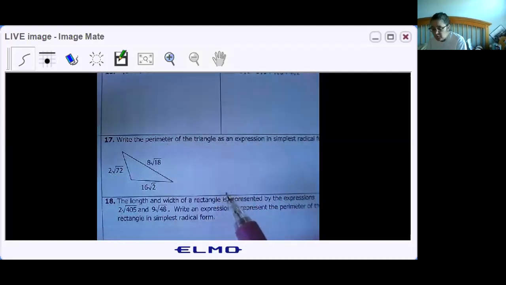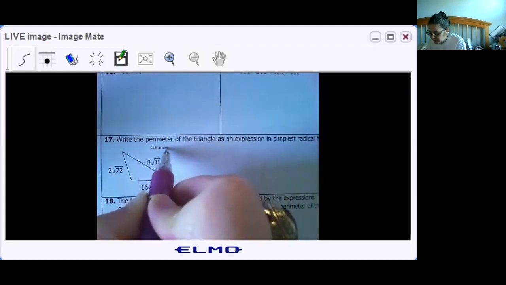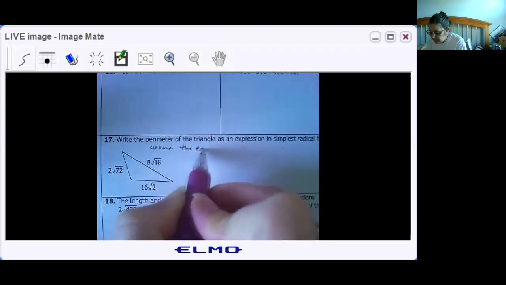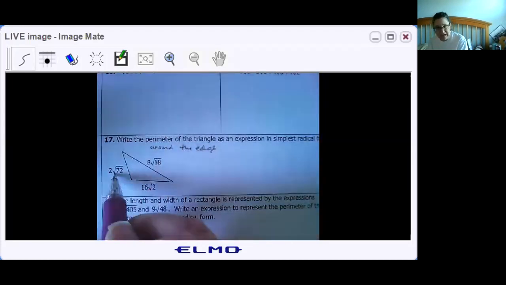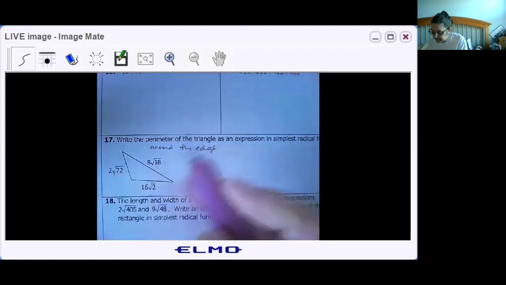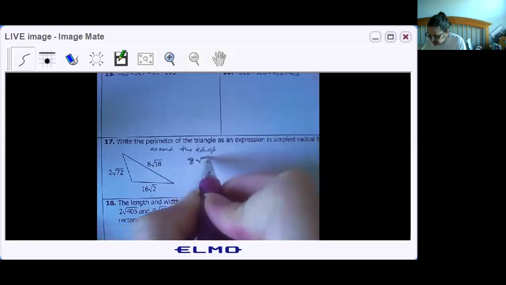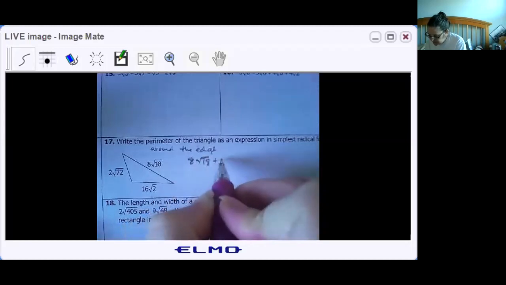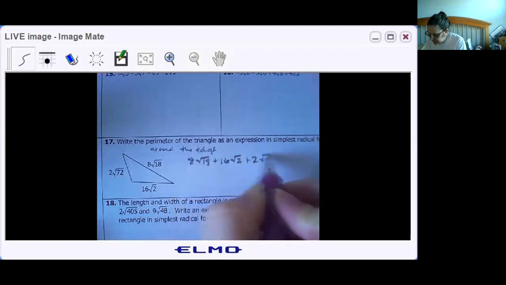Okay, so perimeter means what? It means around the edge. So we're looking for the measurements around the edge. Well, this is a triangle. It's got 3 sides, which means I have to add those 3 sides together. So let's look at this. I have 8 times the square root of 18 plus 16 times the square root of 2 plus 2 times the square root of 72.